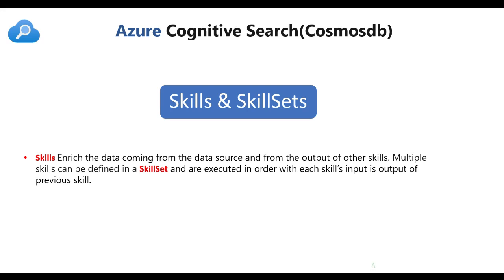In this lecture, we are going to learn about skills and skill sets. Now, in Azure Cognitive Search Indexer, you can use certain skills defined in a skill set, and each skill can enrich the data coming from the data source or from the output of other skills. So you can have multiple skills stacked together in a skill set, and each skill's input is the output of the previous skill, and the first one will get the input from the source.